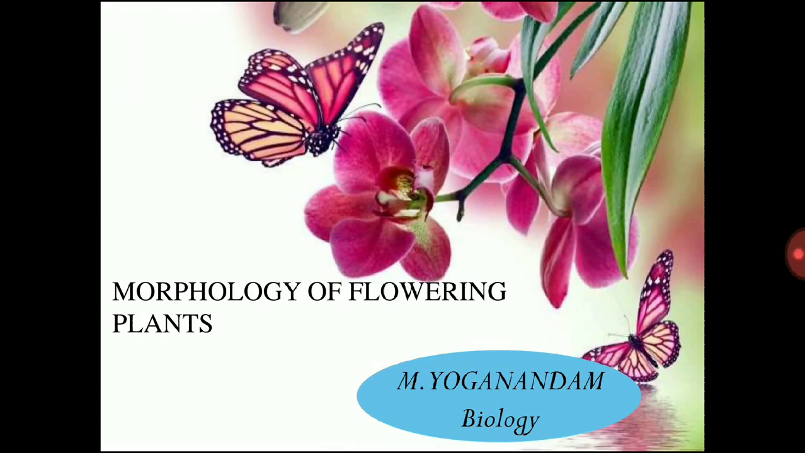Topics to be covered are 5.1 the root, 5.2 the stem, 5.3 the leaf, 5.4 the inflorescence, 5.5 the flower, 5.6 the fruit, 5.7 the seed, 5.8 semi-technical description of a typical flowering plant, 5.9 description of some important families.